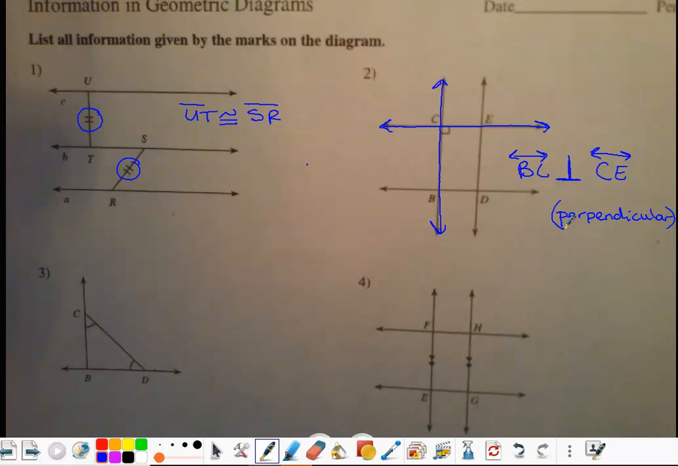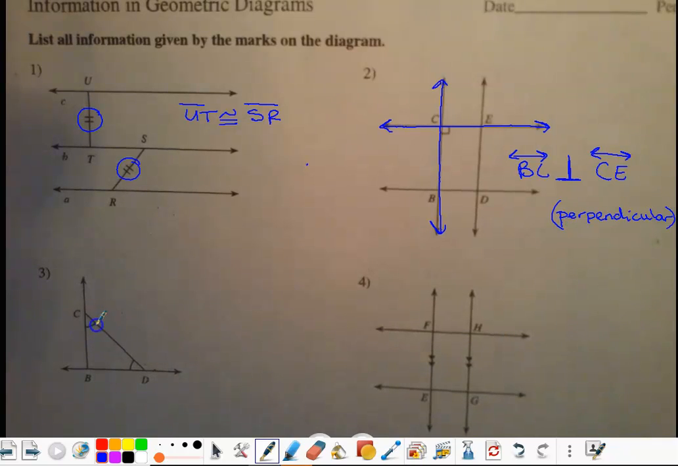Does that make sense though? 90 degrees is perpendicular intersection. Anytime they intersect perpendicular, then we know that all those angles are 90 degrees. That's also awesome. How about number 3? The angles are the same. Okay.